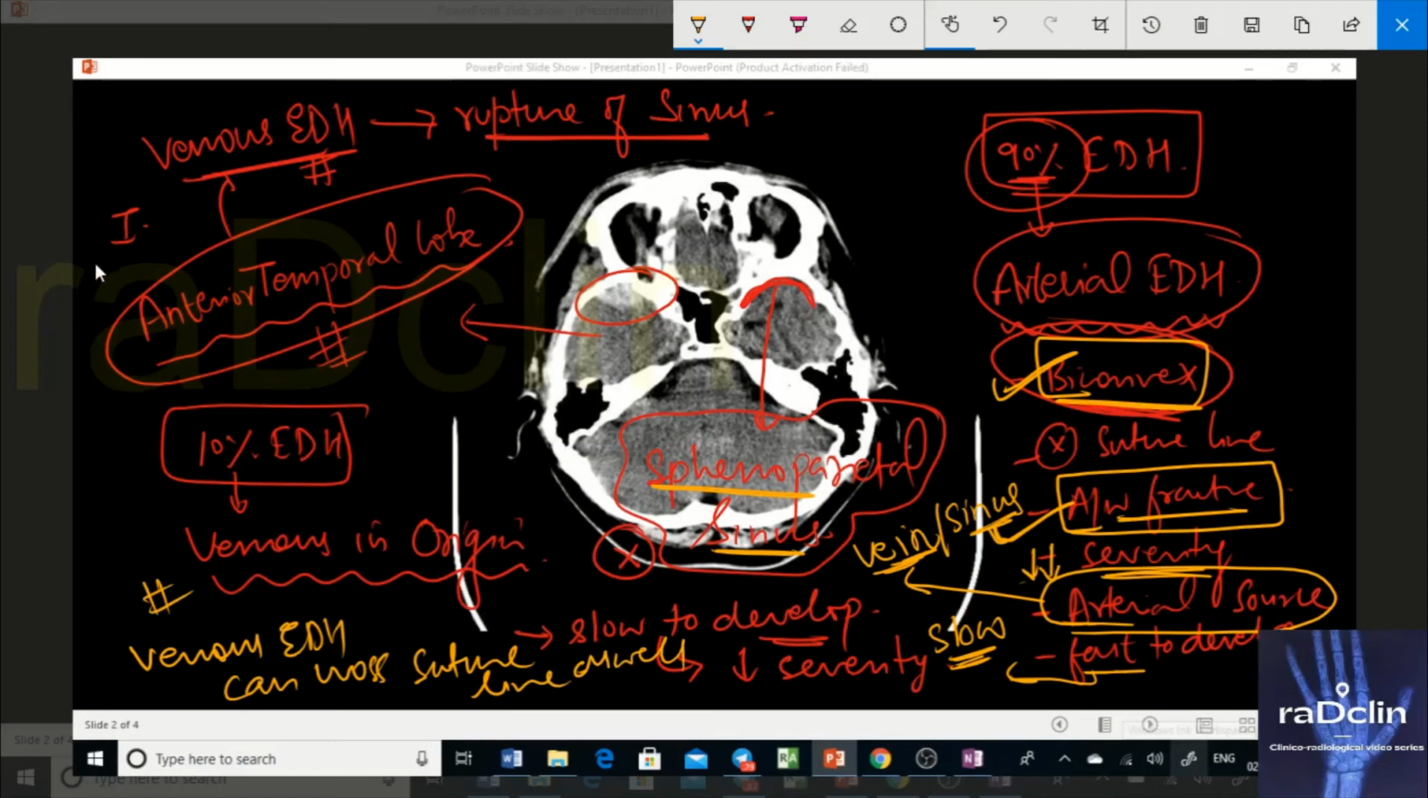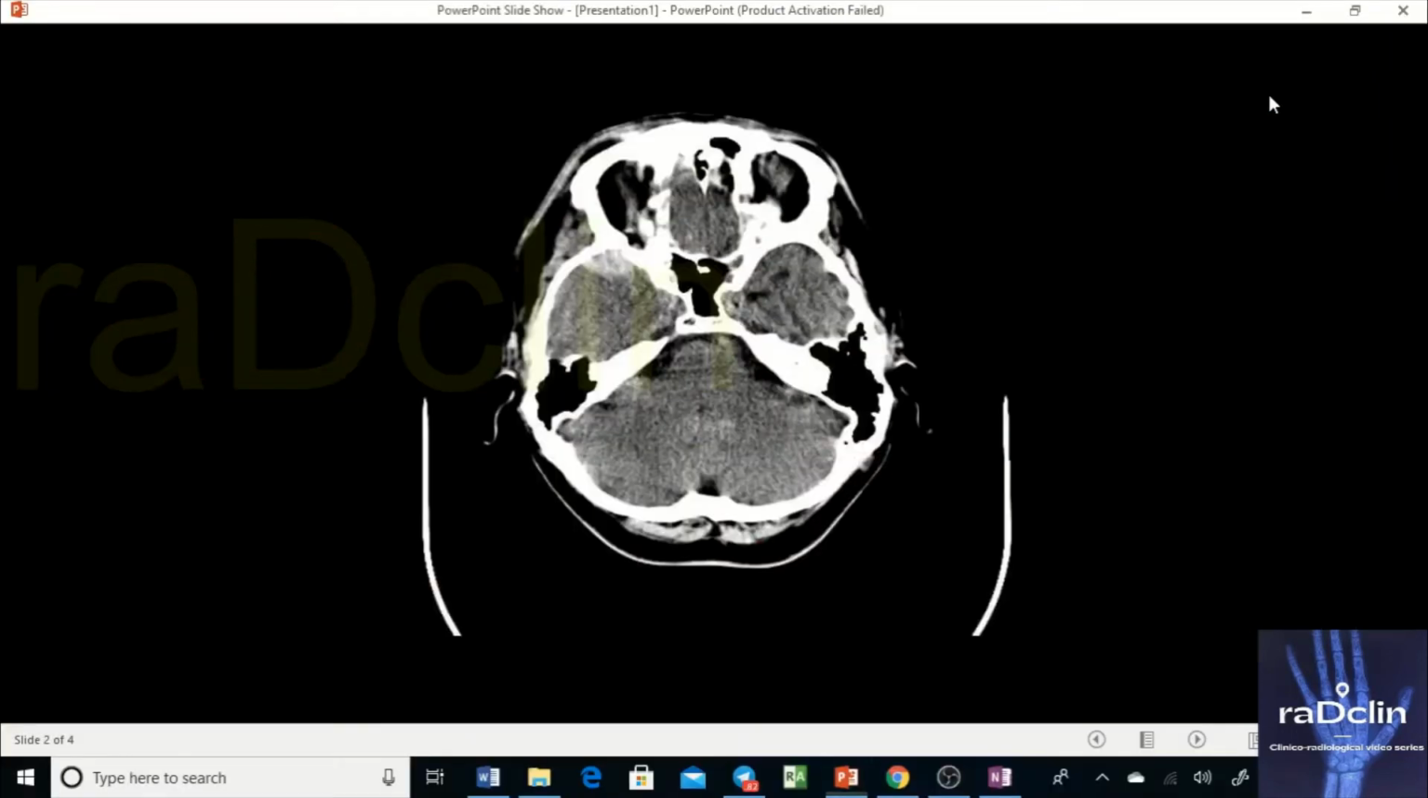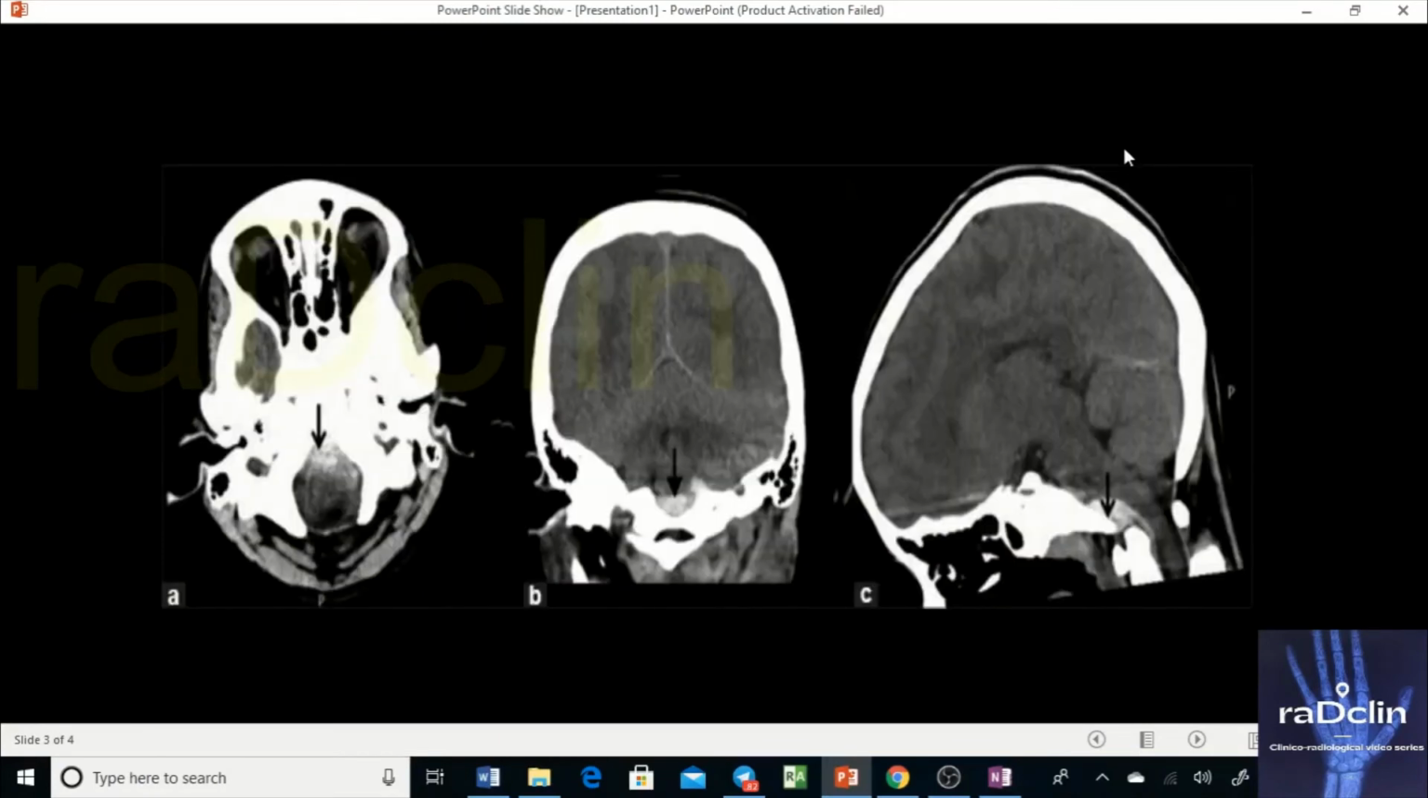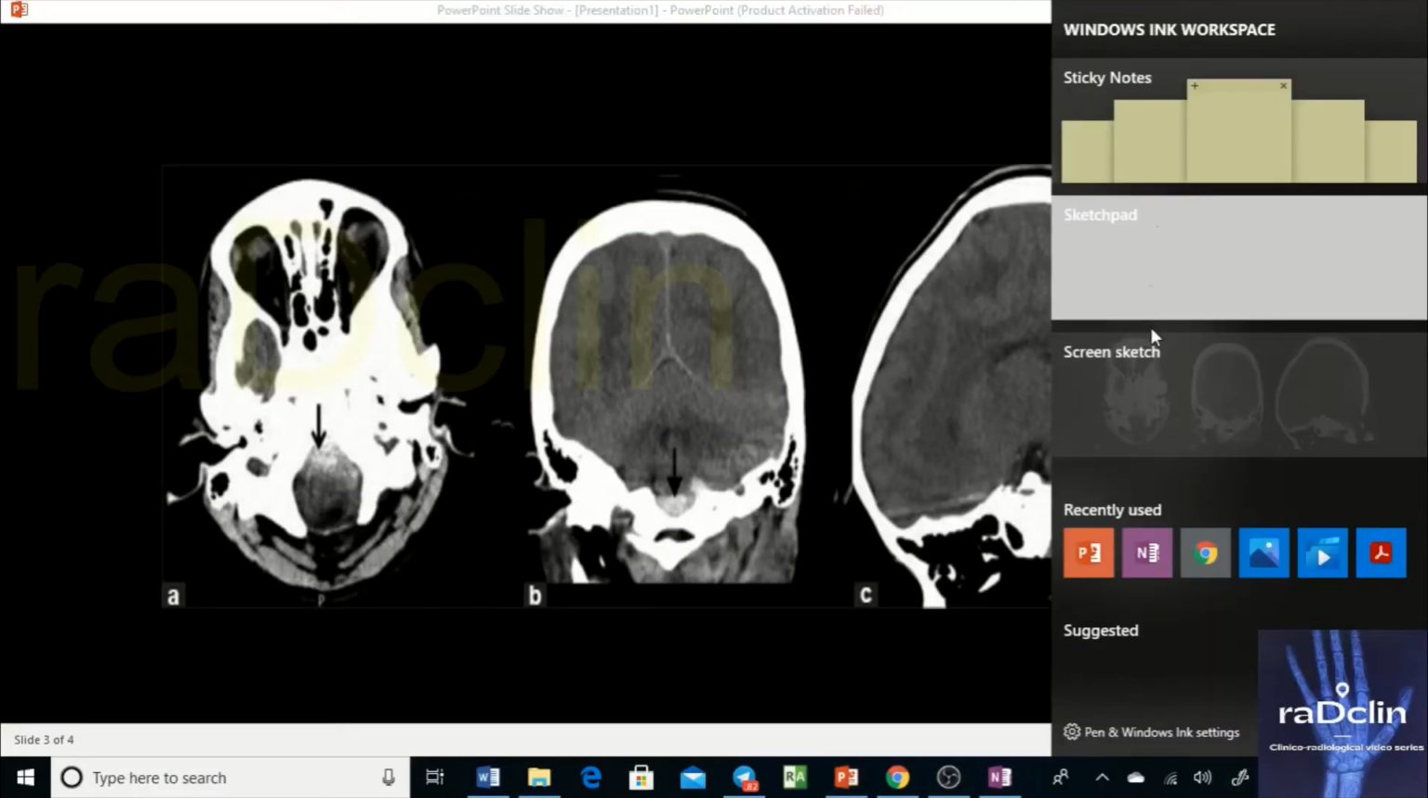So one venous EDH that I showed you is the anterior temporal lobe one. And what is the next? I have an image for you for the next venous EDH, and that is this particular one. It's quite rare.